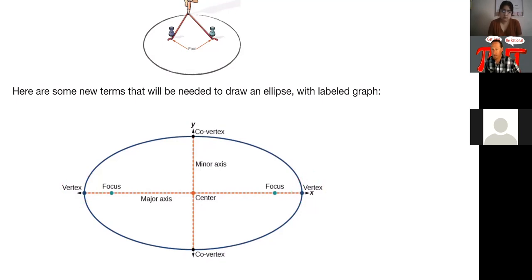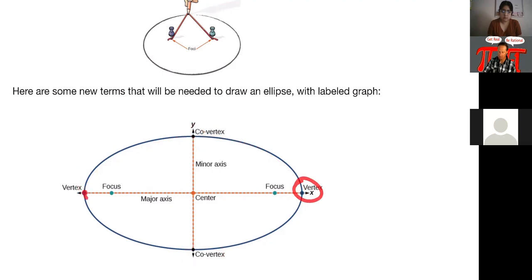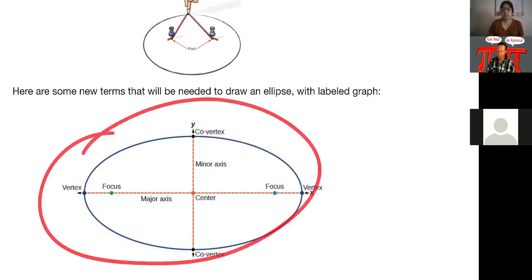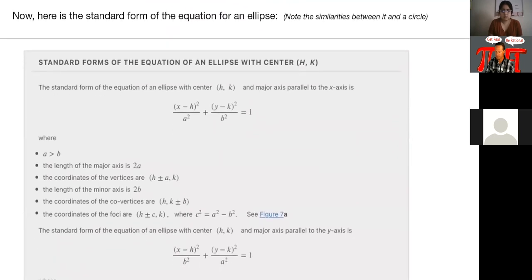Okay? And these other two points on the minor, the smaller part, are called the co-vertices, the co-captains, if you will. Because if we can get these four points from our center, then that's enough for us to be able to draw a decent enough ellipse. Okay, so all of these things we need to know and then know how to find. So definitely want to take a picture of this. Make sure that you have that written down, which I already gave you. And then we'll talk about how to find all these different things.